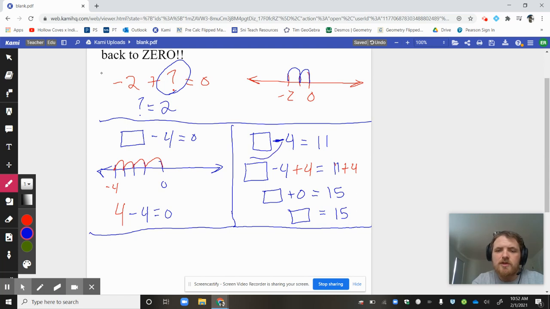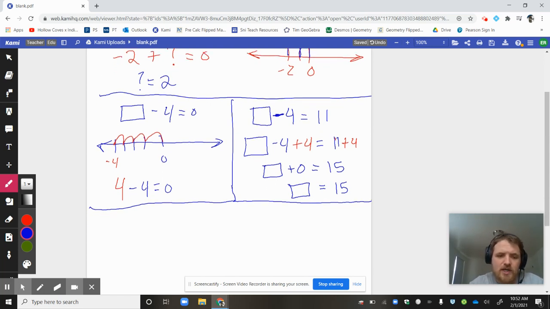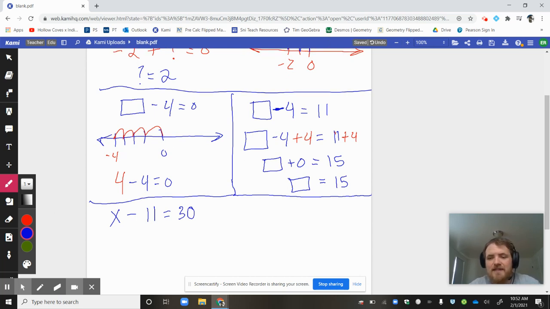Now, as your math classes get a little bit more challenging, your teachers probably won't use question marks. They probably won't use boxes. They're going to use stuff called variables. So let's do a question like that. If we have x minus 11 equals, say, 30, you're doing the same concept, whether it's a box or a question mark. We want to do the opposite to both sides.